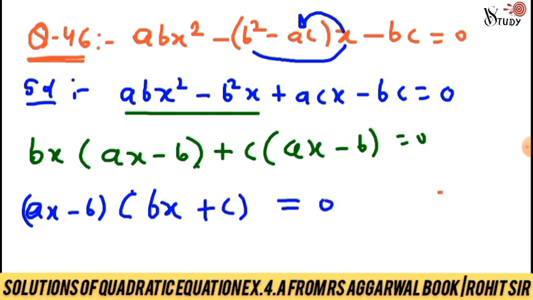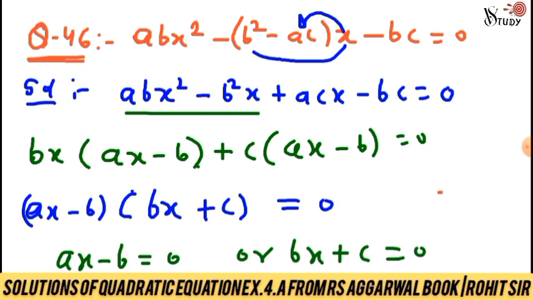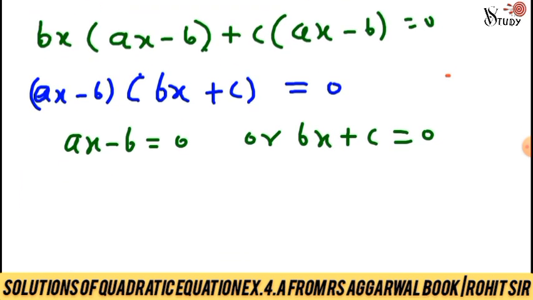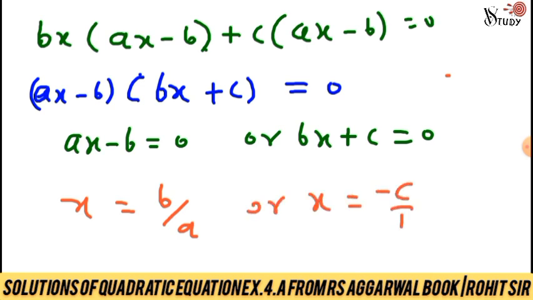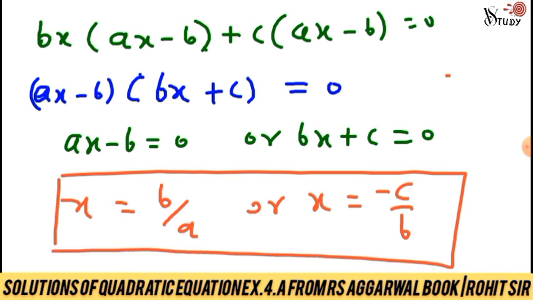Now we put both the brackets equal to 0. Now put ax minus b is equal to 0 or bx plus c is equal to 0. Now on solving this we have x is equal to b upon a or x is equal to negative c upon b, and this is the solution of this quadratic equation, and we can say that these are the roots of this quadratic equation. This is the factorization of this quadratic equation.